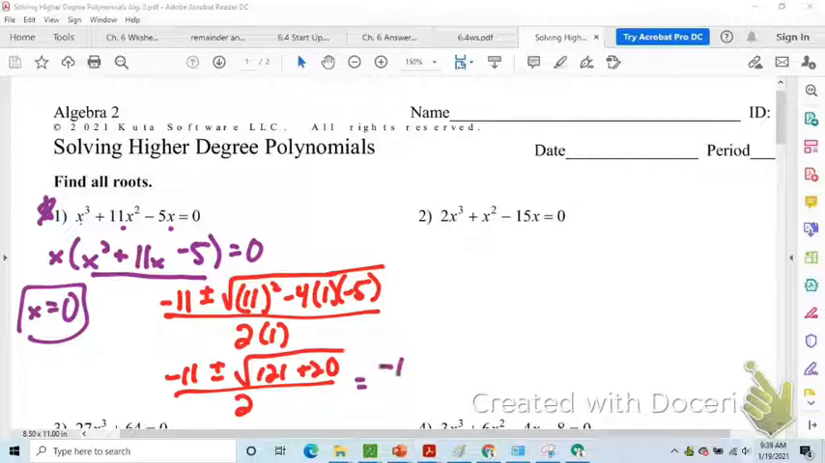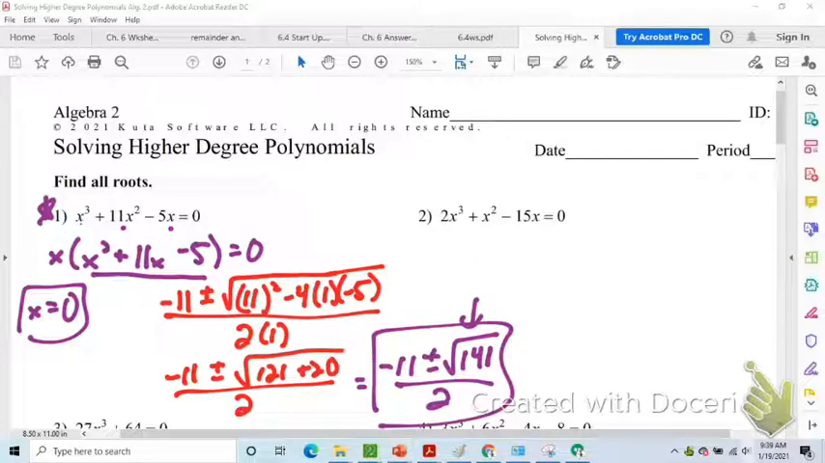We end up with negative 11 plus or minus the square root of 141, all over 2. Now that is not factorable. This is not simplifiable. So here's 1, 0. Here are the other 2. All right, and that should take care of number 1 for you there.